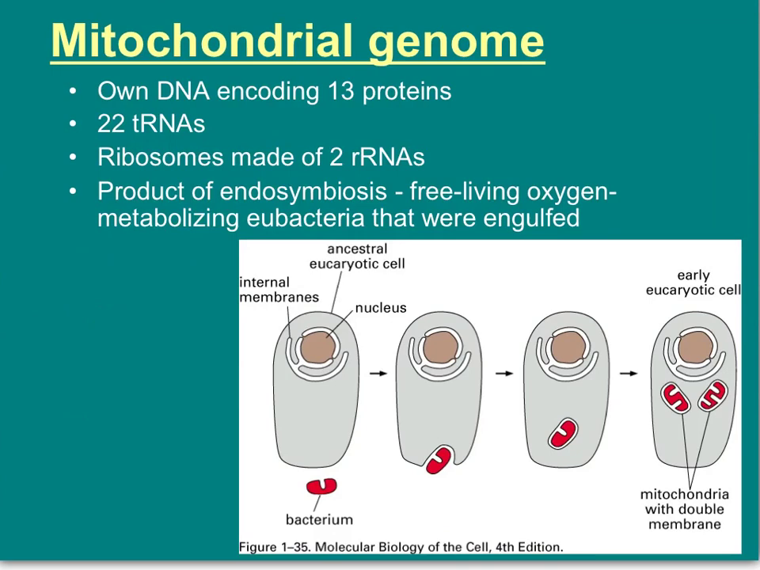It has 13 proteins that it makes, 22 tRNAs. What are tRNAs? Transfer RNAs. What does that mean? Hold on, Mo. Give everybody a chance. You're just too smart. Okay, go ahead, Mo. It brings an amino acid to the ribosome while it's making protein.